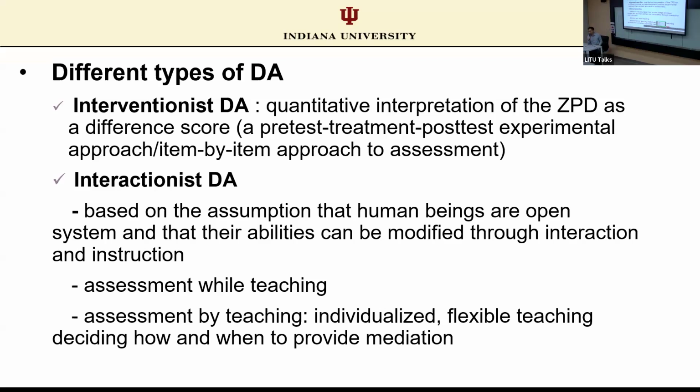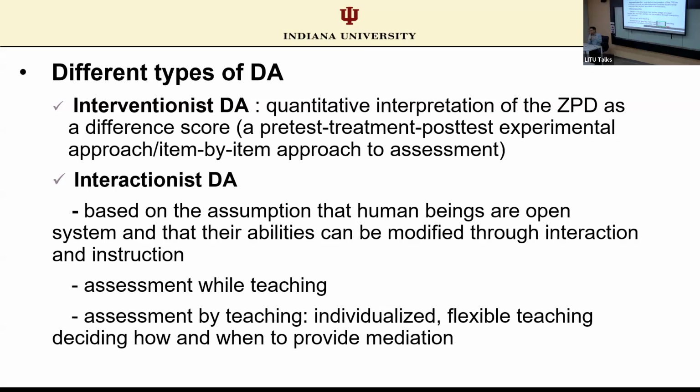That's interventionist DA, right? So we provide interventions, like standardized intervention across all students. It's also called the item-by-item approach to assessment. But students don't really receive individualized feedback. That's the biggest limitation, right? But interactional DA is like very typical dynamic assessment, which you can use when you have a smaller number of students, like less than 5, maybe. Then you provide individualized feedback on their performance on the test.